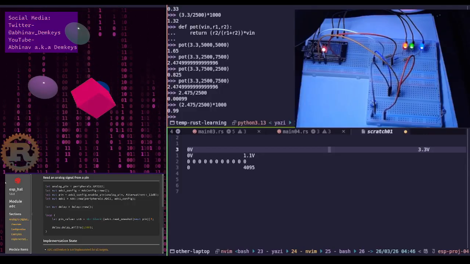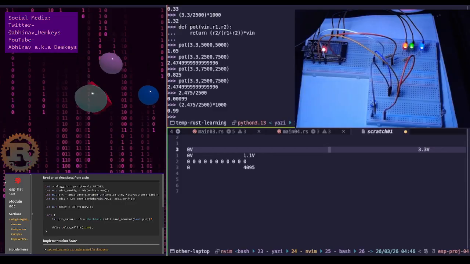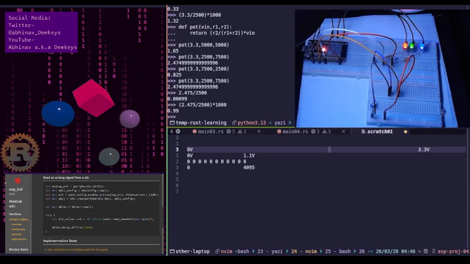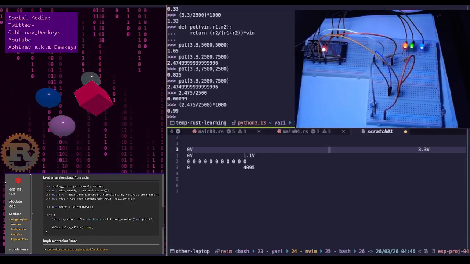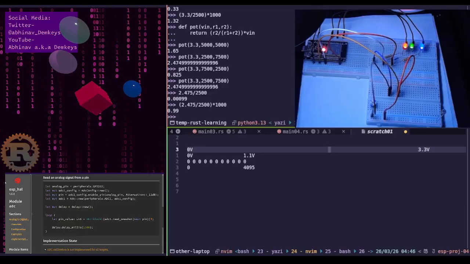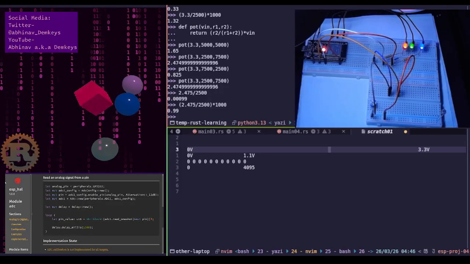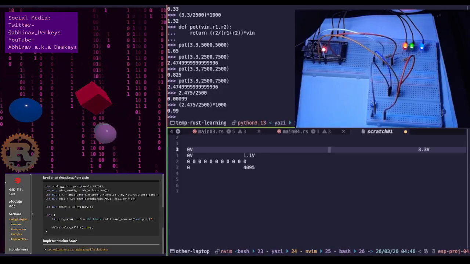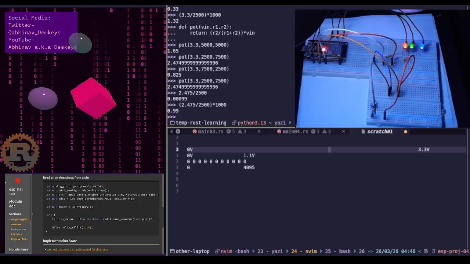So everything below 0.5 volts is just going to be ignored, and everything above 3 volts is going to be ignored. So this way, we have a more accurate reading, we have a more accurate range.